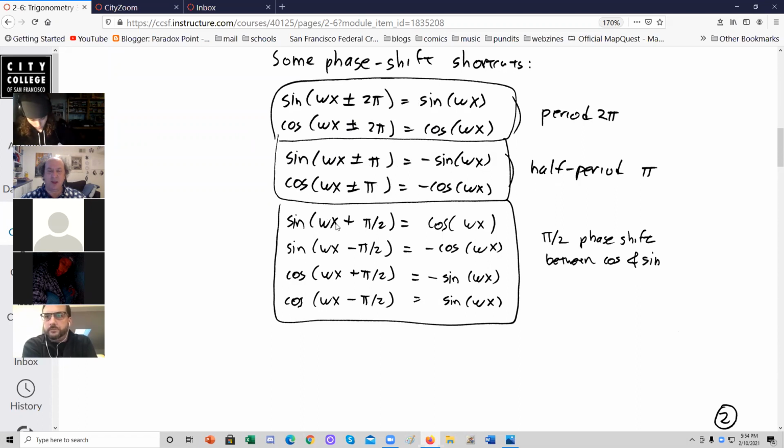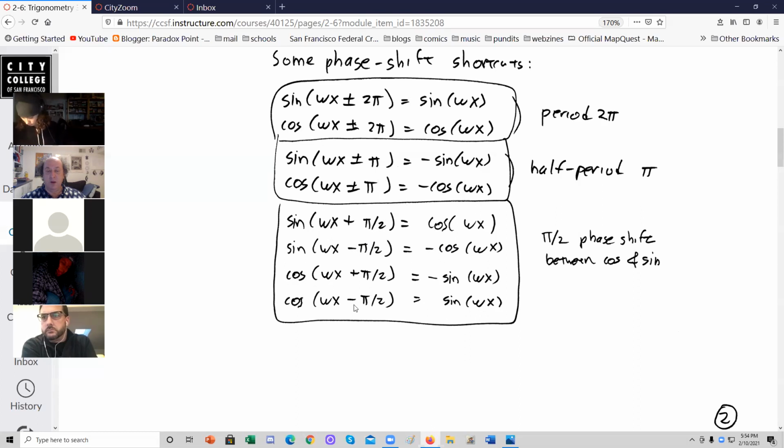And if you have a sine of omega x plus pi over 2, that turns a sine into a cosine of omega x. And going backwards, cosine of omega x minus pi over 2 turns into a sine of omega x. But if you have a sine of omega x minus pi over 2, then it'll be the opposite of cosine omega x, because these two differ by pi radians, and therefore a half period, and therefore minus.